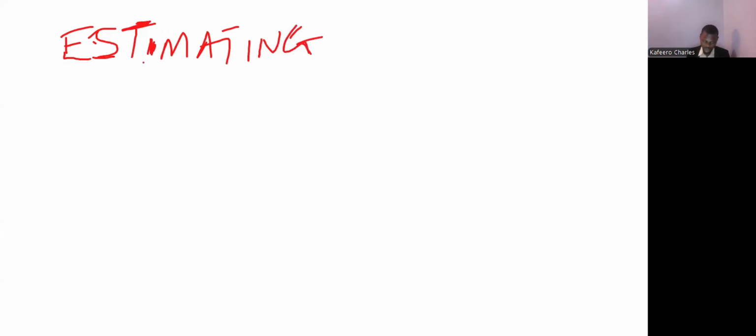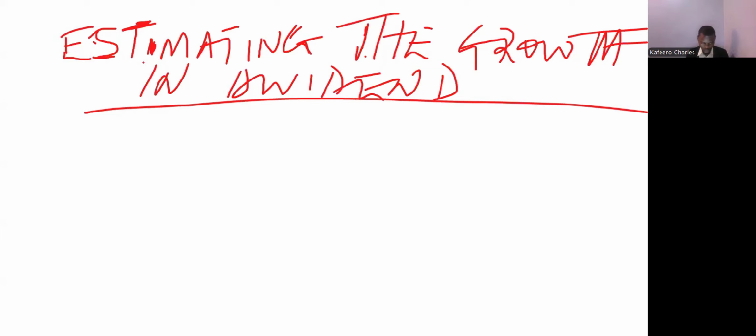Today we want to look at estimating the growth in dividends and incorporating it in our computations using the Gordon model. Estimating the growth in dividend is a little bit tricky. It's a tricky part of all the things that we do as far as the Gordon model is concerned.